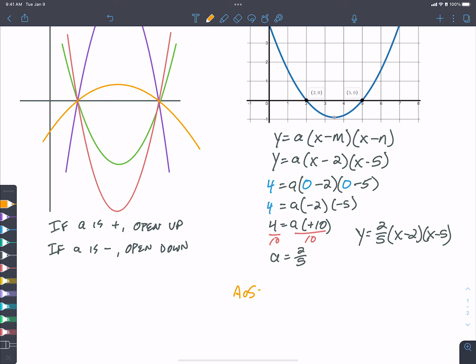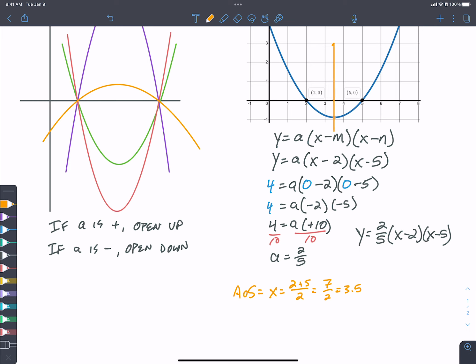So if we have 2 and 5, we can find the axis of symmetry. The axis of symmetry is going to be x equals 2 plus 5 divided by 2, which is 7 divided by 2, which is 3.5. So 3.5, yes, look at that. That's going to be our axis of symmetry right here.